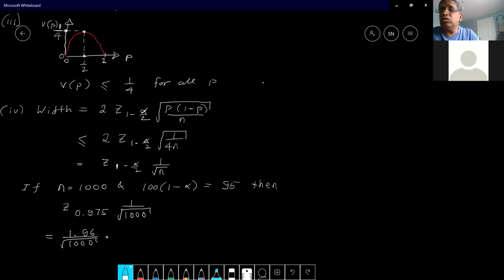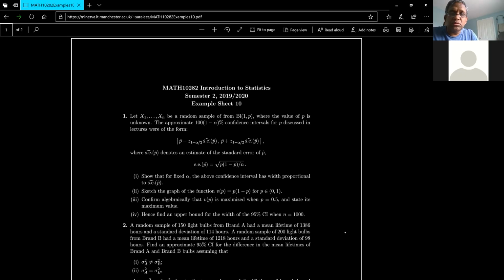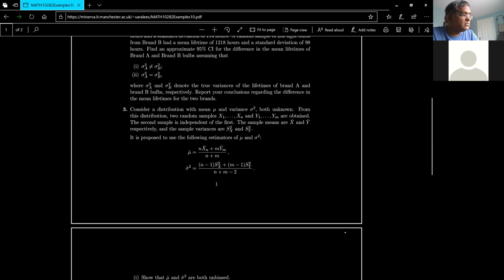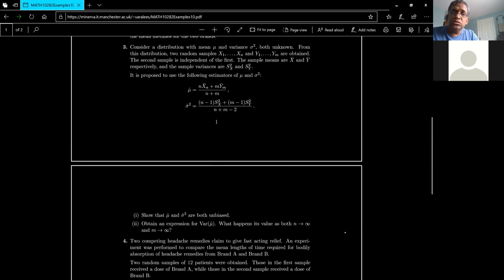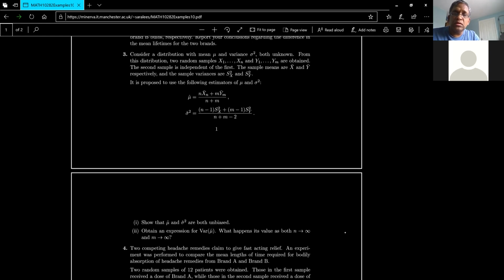All right, can you do the question number 3, please? So this is question 1 on example sheet 10. Can you do question 3? Now, let me show you where it is. Share screen. Question 3, which is this one. Question 3 is this one, guys. Can you see if you can do it, guys? I'll give you a few minutes and see.